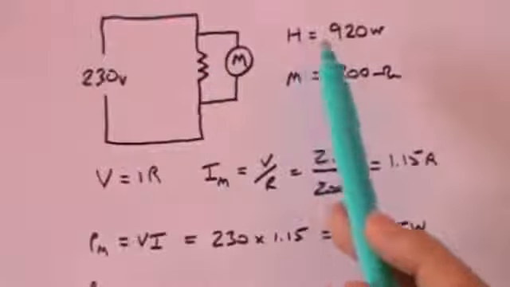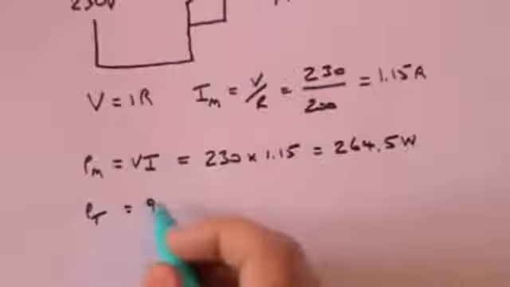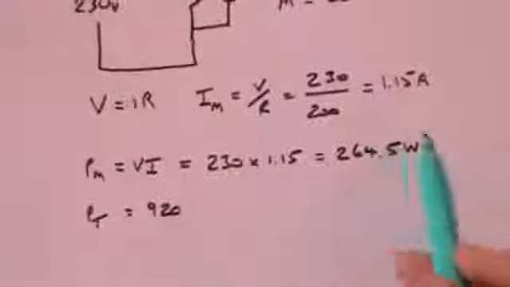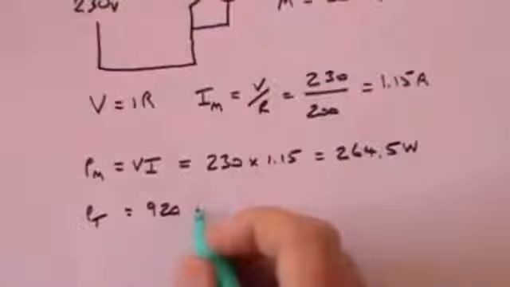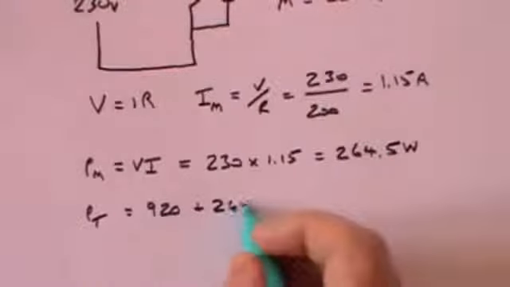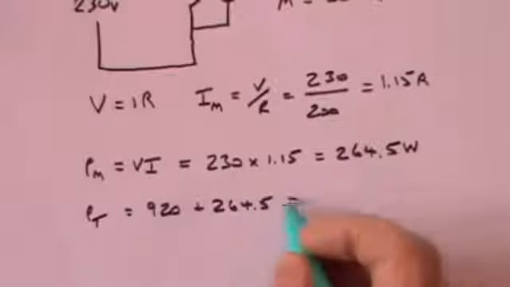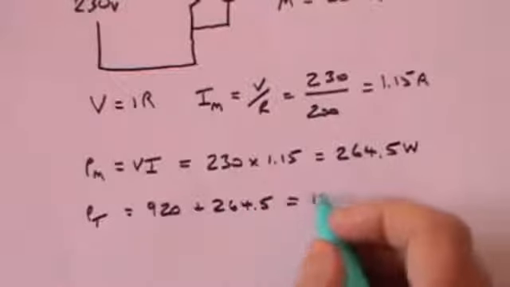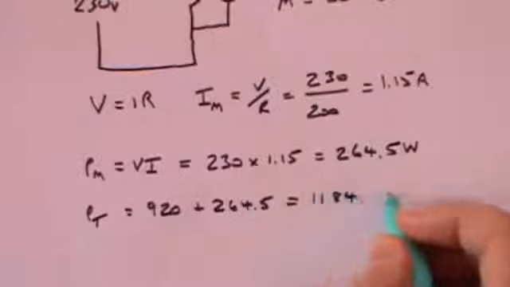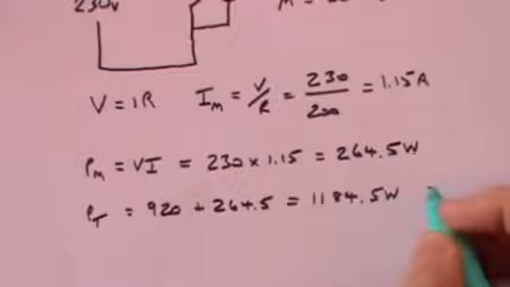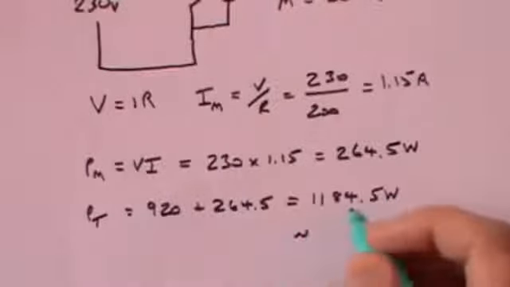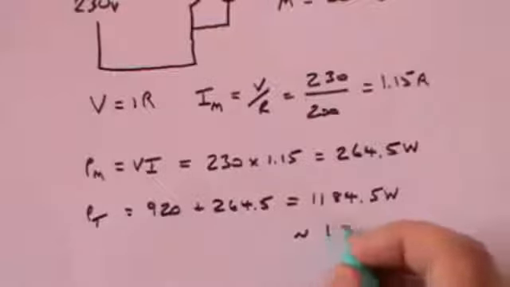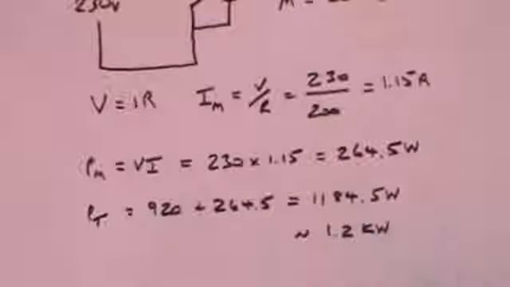The third question is, what is the total power of the whole unit, motor plus heater? Well, we know that the power of the heater is 920 watts. And we know that the power of the motor is 264.5 watts. And that gives us a total of 1184.5 watts, which is very roughly 1.2 kilowatts.